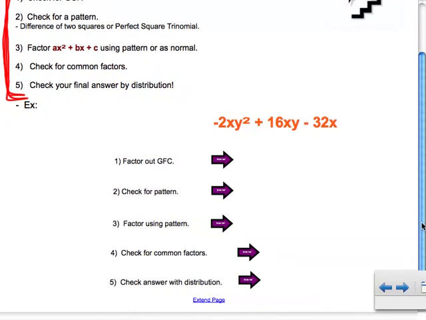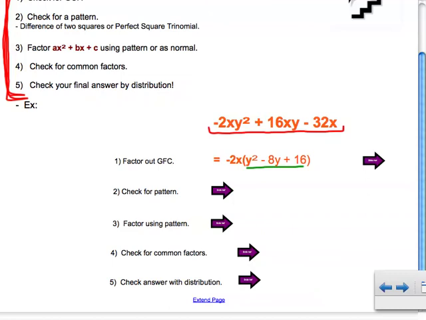But our steps here basically: factor out a GCF if we have one. Okay, look here for our greatest common factor. Hopefully you're seeing negative 2x, yeah? Let's take a negative 2x out of each term. If I take a negative 2x out of each term, you can see how this changes to become something, in my opinion, much easier to deal with.